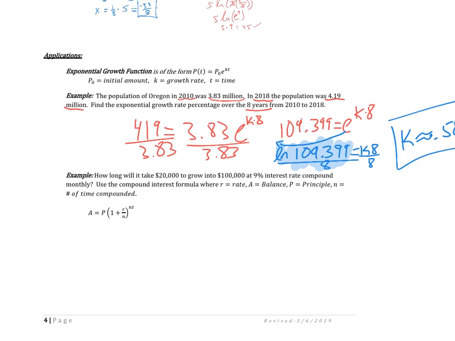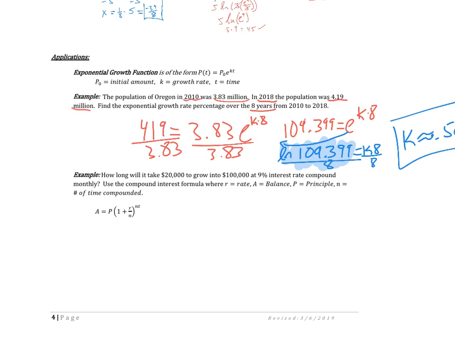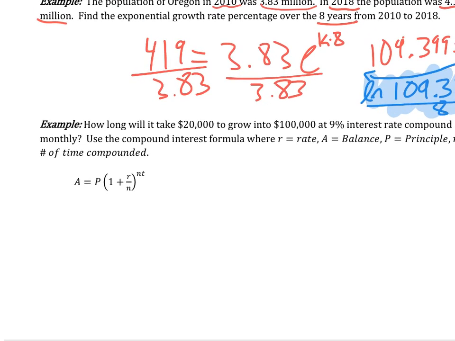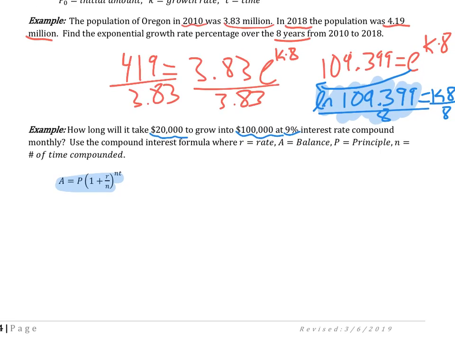All right, so that's exponential growth. And then the last one here where we can use logarithms: what if we have our compound interest formula that we've seen, and we want to take $20,000 and make it grow into $100,000 at a 9% interest rate? So the question is, how long? What will that t value be?